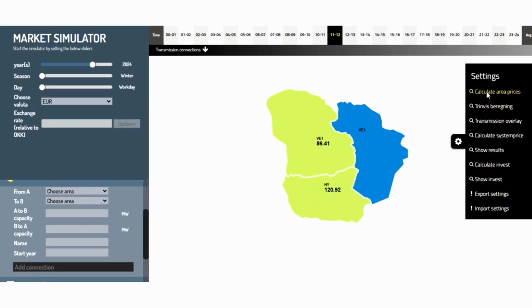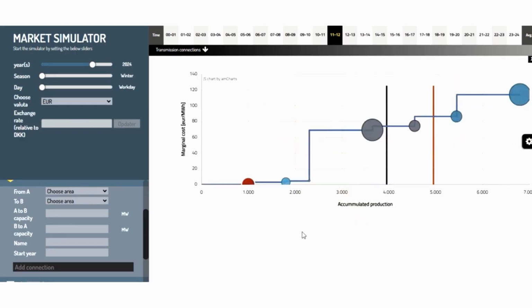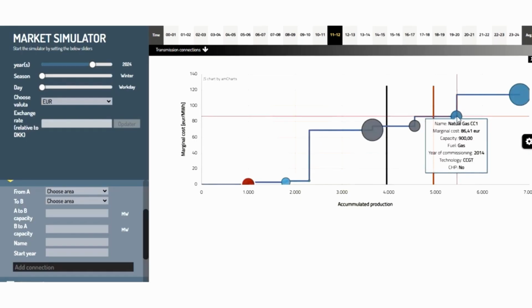So I calculate here, and what you can see here is that the prices have changed in the two areas. So if I go here, right click here on VE1, I can see that now it is this unit here that is the price setting.